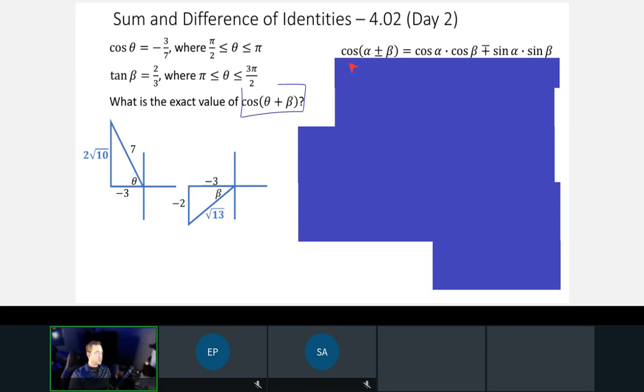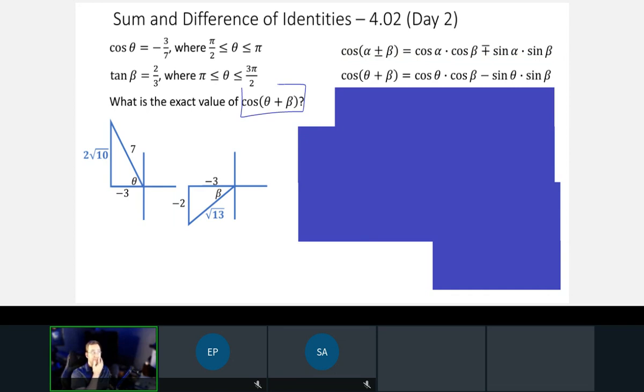Because we're doing the sum, we want the top operator. So over in the expanded side of the equal sign, you also want to use the top operator. And the top operator over here is a minus. So be careful. So that means we are going to use this form.